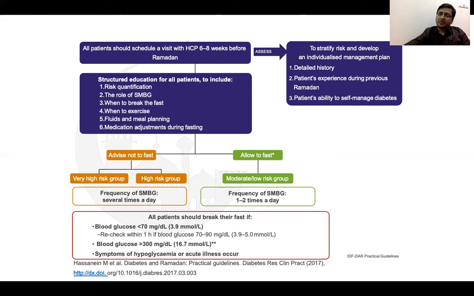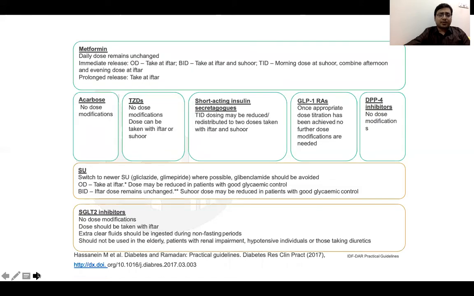All patients should break their fast, as I've already told, if the blood glucose is less than 70 or symptoms of hypoglycemia are there. A blood glucose level of more than 300 needs to be monitored properly because they need medications on an immediate basis. With symptoms of hypoglycemia or any kind of acute illness, they should break the fast, because these are among the important factors that can increase mortality. So what are the medications? I'll be taking a few more minutes.